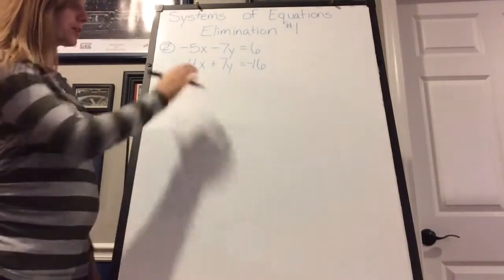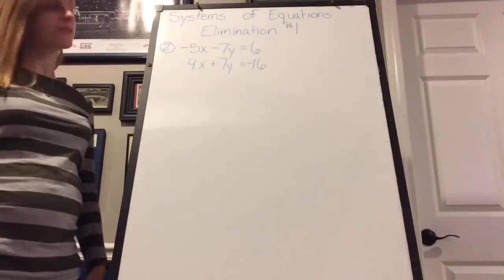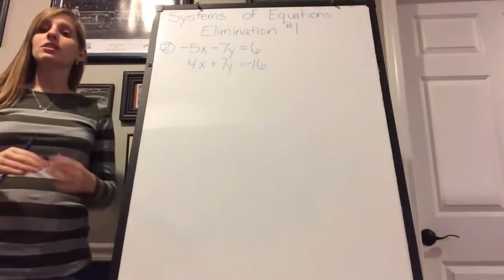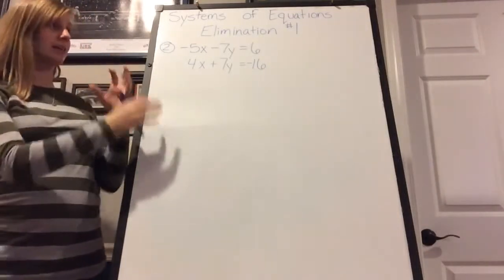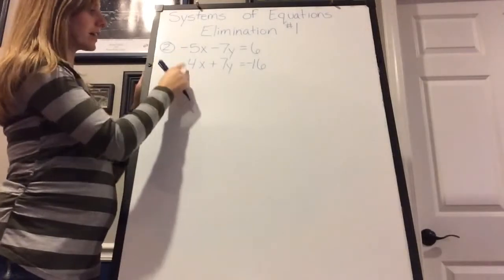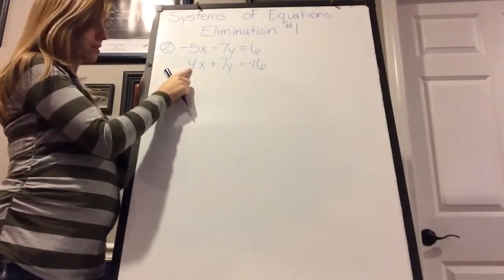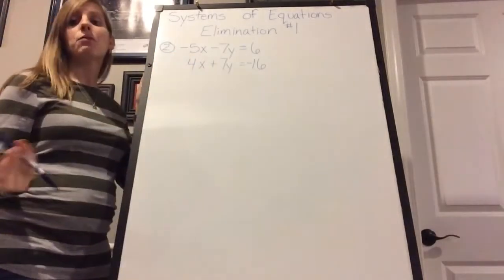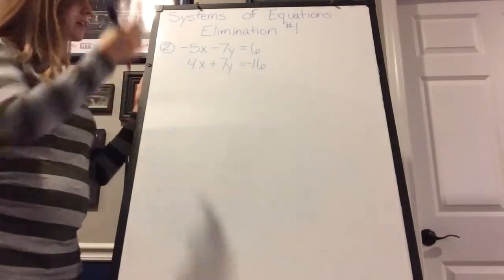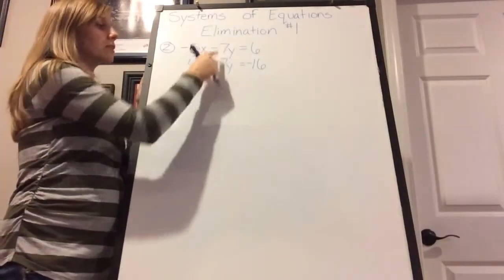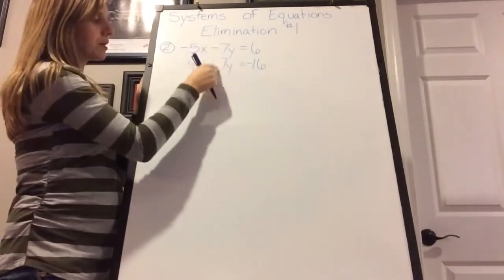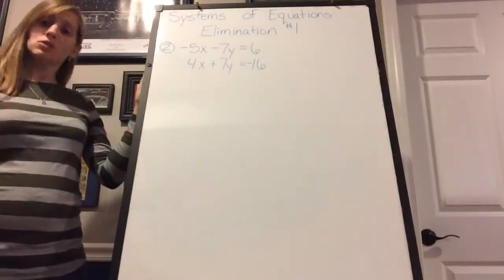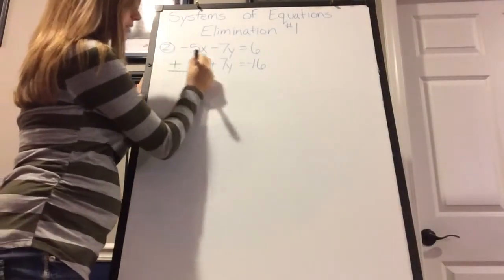For problem number 2, our equations are negative 5x minus 7y equals 6 and 4x plus 7y equals negative 16. First thing you need to do is check and see if anything can be eliminated right away. So looking at our x's, I have a negative 5 and a positive 4. The letters are the same, the signs are the opposite, but the numbers are different. They won't cancel when I add them together. I'll get negative 1. So that doesn't help me. So now we take a look at the y's. They're the same letter, same number, both 7s, opposite signs, minus, plus. Those will cancel if I add them. So I can go ahead and add these two equations together.